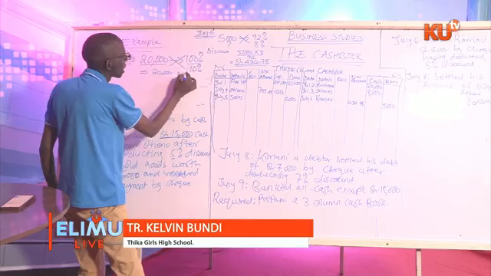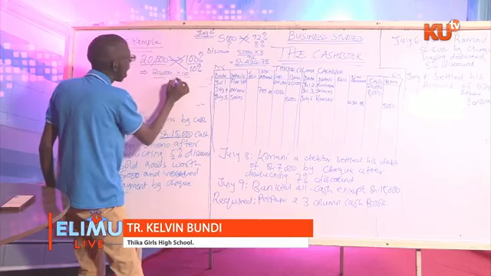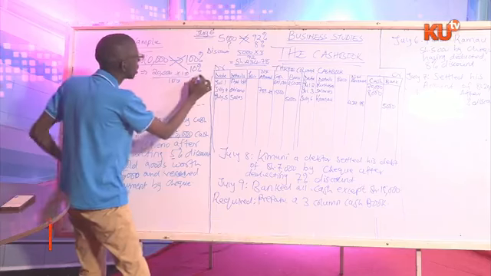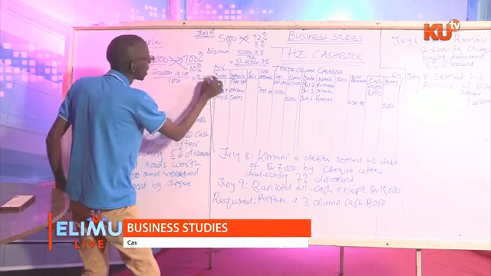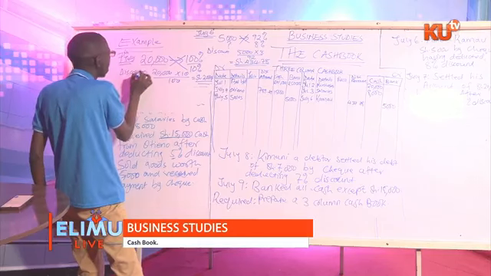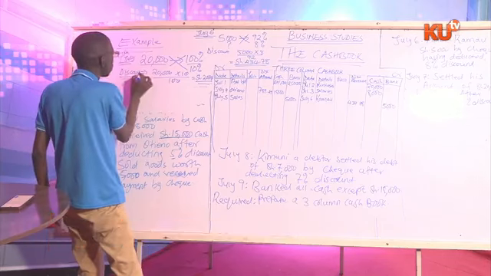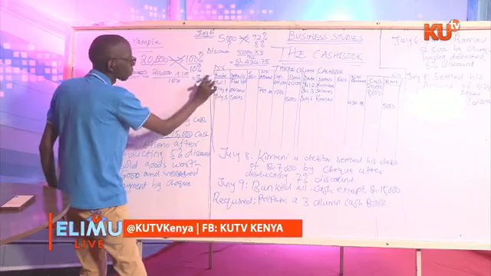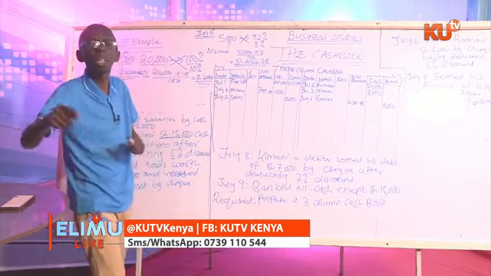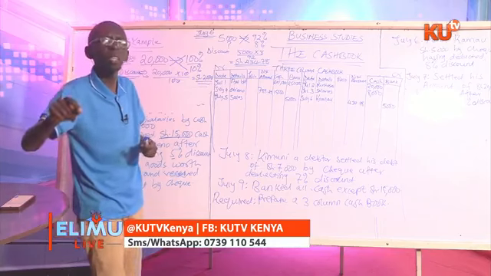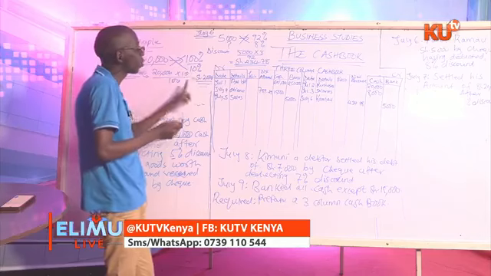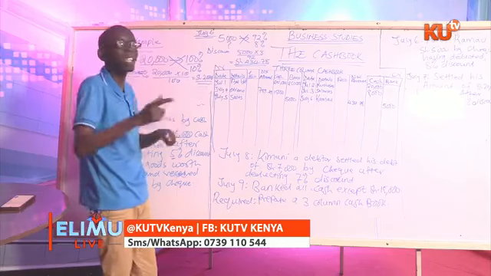20,000 times 10 over 100. This will give us 2,000 shillings. So the discount for July 7 is 2,000. But we are not going to record 20,000. Why? He did not pay 20,000. His debt was 20,000, and he was given a discount of 10%, which we have calculated and seen is 2,000.